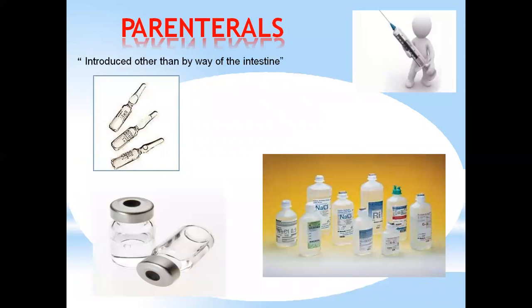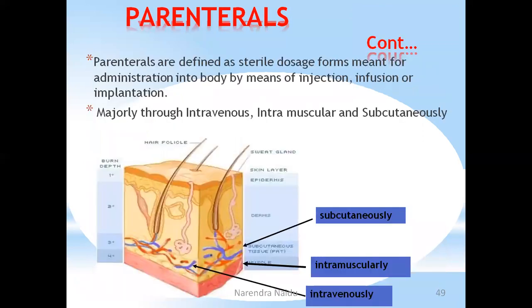Next one, parenterals. Parenterals are directly introduced into your body through the bloodstream. So it may be of different types. Through the bloodstream, it is inserted directly into your body. They are called parenterals. These are sterile dosage forms which are mainly administered into the body by means of injection, infusion, or implantation.